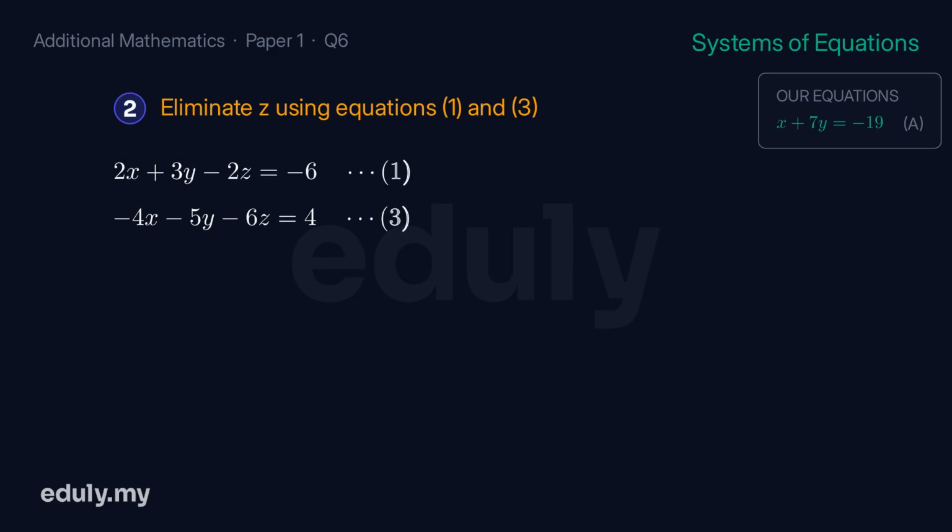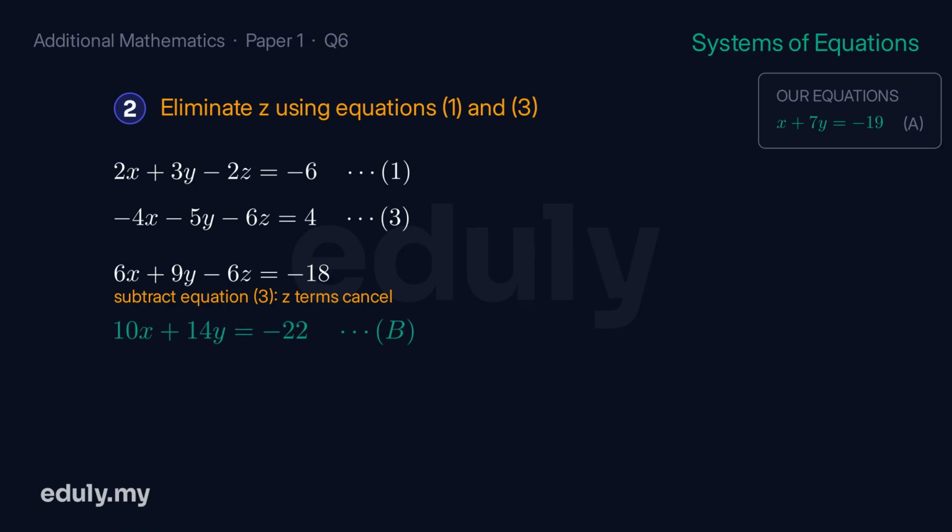Equations 1 and 3. Multiply equation 1 by 3. Subtract equation 3. The z terms cancel. 6x minus negative 4x gives 10x. 9y minus negative 5y gives 14y, and negative 18 minus 4 is negative 22. Label this equation B.